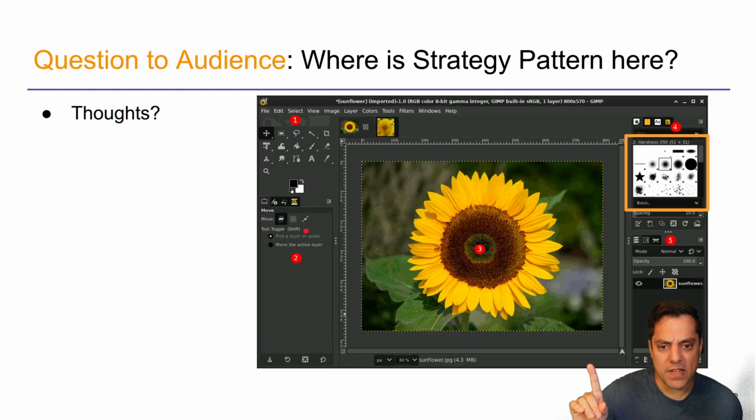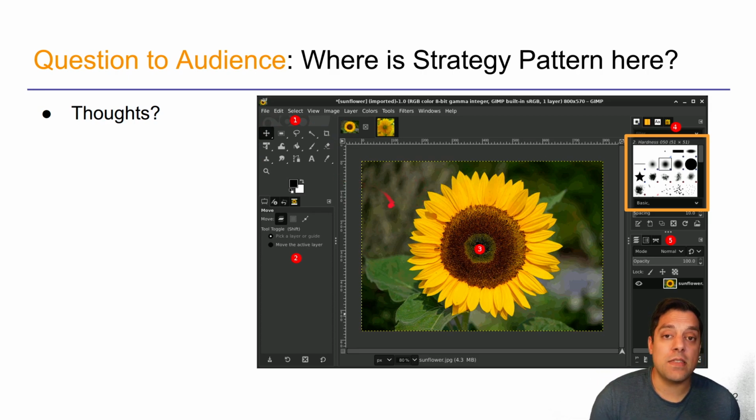How about this application here? This is the GNU image editor, GIMP. Where's the strategy pattern here? Could you identify anywhere where you might want to switch strategies as you're doing things? And if you thought about this for a moment and paused the video, well, look all around. Anywhere where you have a tool and you're clicking with your cursor, maybe you're changing the behavior. Maybe it's doing a flood fill versus just a little pencil mark.